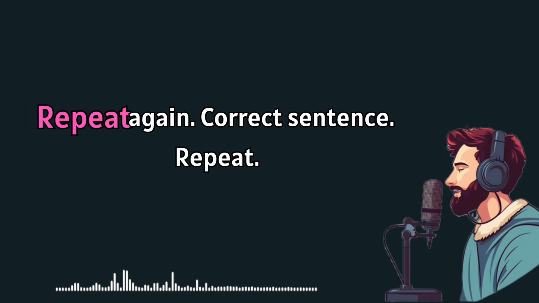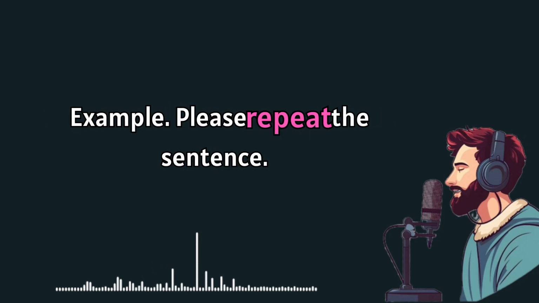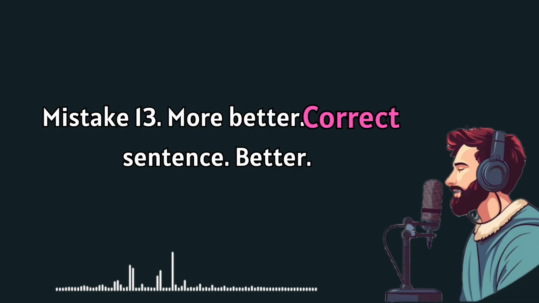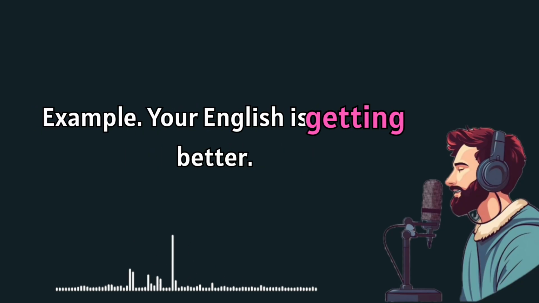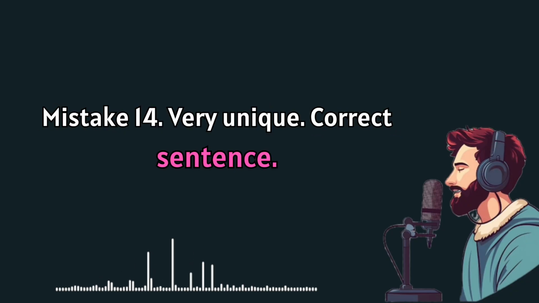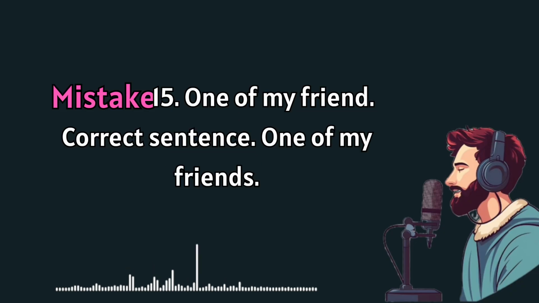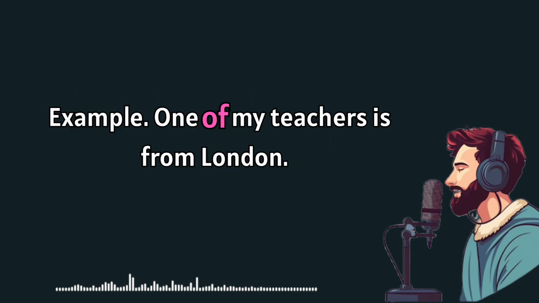Mistake 12. Repeat again. Correct sentence. Repeat. Example. Please repeat the sentence. Mistake 13. More better. Correct sentence. Better. Example. Your English is getting better. Mistake 14. Very unique. Correct sentence. Unique. Example. This design is unique. Mistake 15. One of my friend. Correct sentence. One of my friends. Example. One of my teachers is from London.